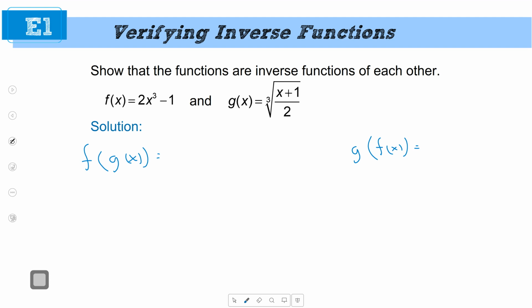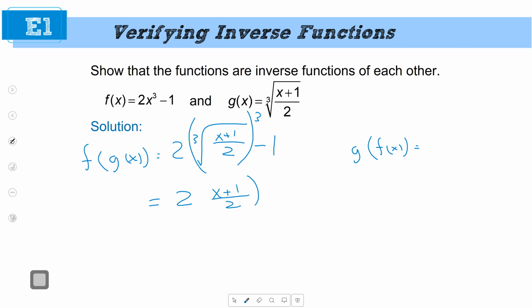f of g of x: go to f of x, and wherever you see an x, put in that mess. 2 times the cubic root of (x plus 1) over 2, minus 1. Oh, cubed. What happens when you cube a cubic root? The 2s cancel. x plus 1 minus 1 equals x. Woohoo! That one works, but as I mentioned, you have to check them both.